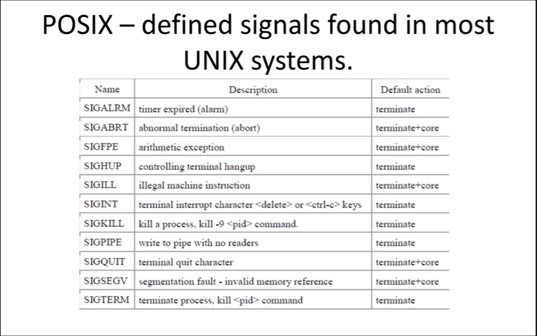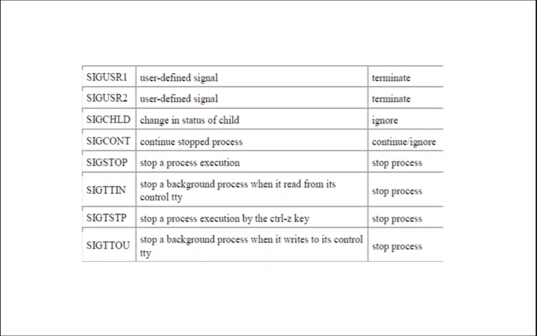So the default action for most of the signals is terminate. Next is SIGUSR1, user defined signal. Here you can see that the user can also define some signals. If a user wants to define signals, you can use two user defined signals, that is SIGUSR1 and SIGUSR2. Both of the signals are reserved for the user.